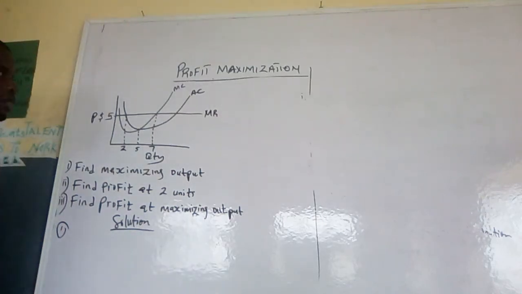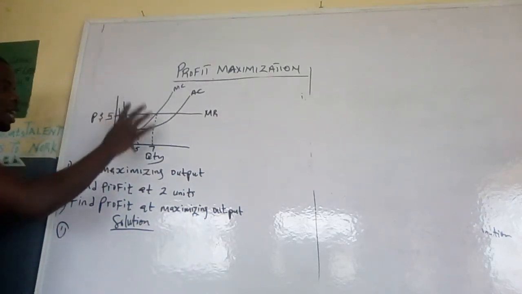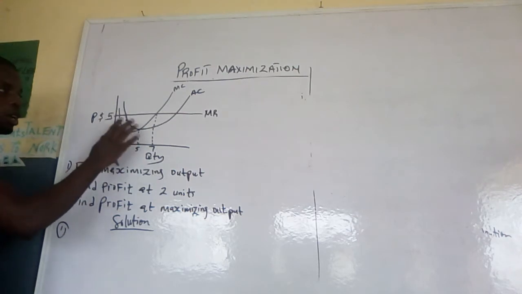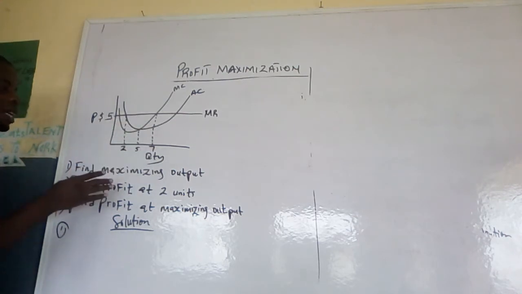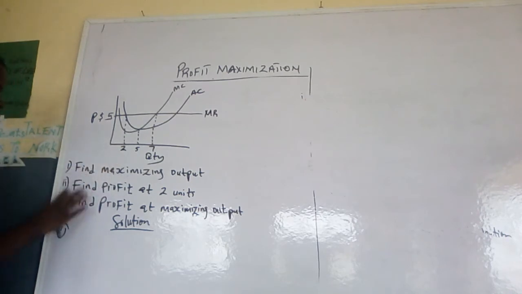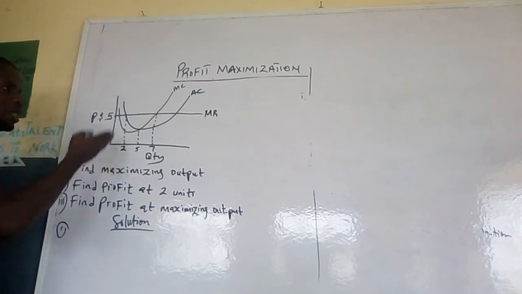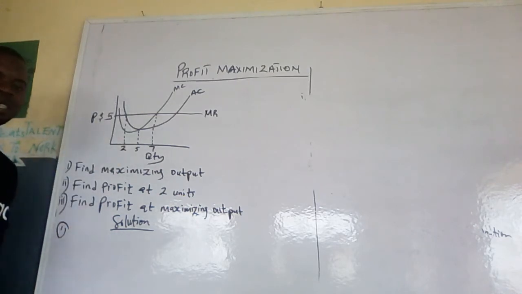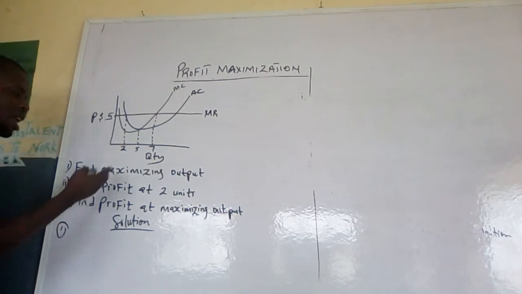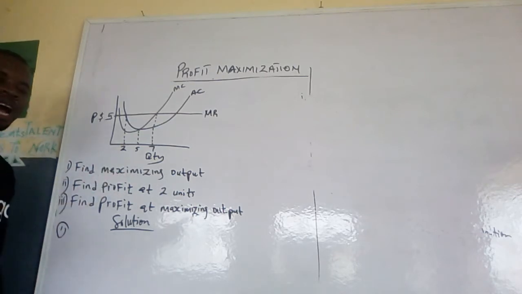Now, by extension, we want to look at this diagram, which is under a perfectly competitive market, and we want to solve the questions under it. The first question says we should find maximizing output. Then how can we find maximizing output, or what do we mean by maximizing output? Maximizing output is the output at which a firm in perfectly competitive markets makes the highest profit.